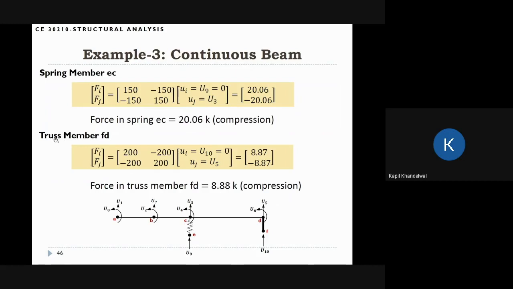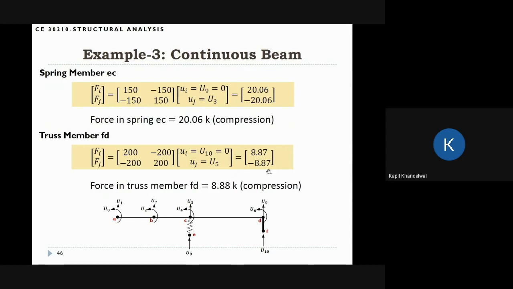Similarly, we can do the calculation for the truss member FD. Fi, Fj is the stiffness matrix times Ui, Uj. In this case, Ui is U10 because the I degree of freedom was at F. Uj was U5. If we put the numbers here, U10 is 0, and U5 we already calculated. If we do the algebra, these are the numbers we will get here. And so we just look at the Fj entry.